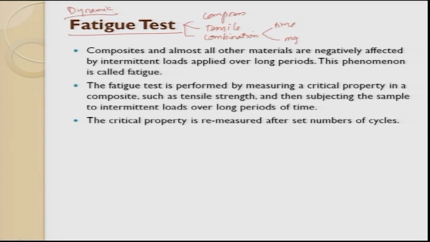The composite, and almost all materials, are negatively affected by intermittent load applied over a longer period of time. This is called fatigue, or otherwise cyclic loading. The fatigue test is performed by measuring a critical property of the composite, such as tensile strength, and then subjecting the sample to an intermittent load over a long period of time. That critical property is remeasured after a set number of cycles.